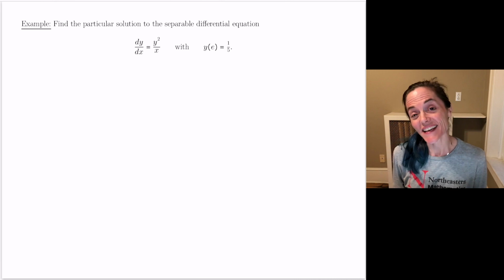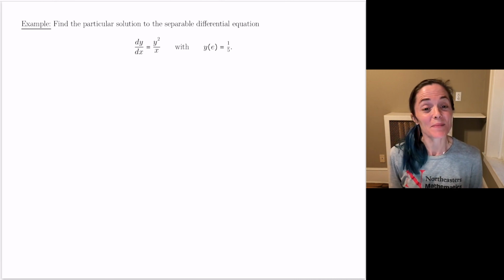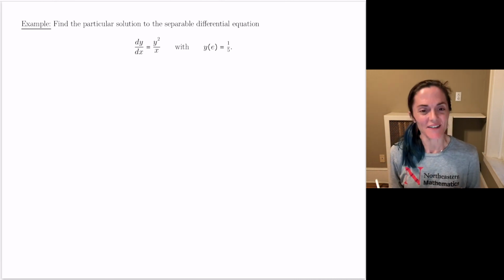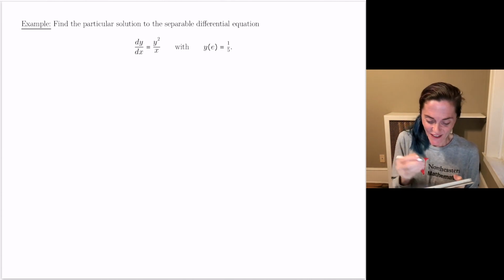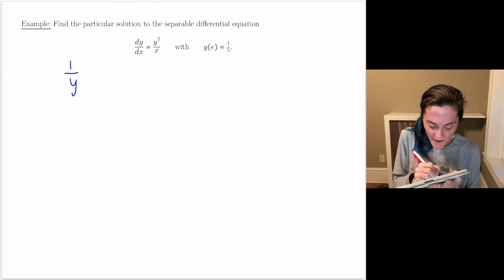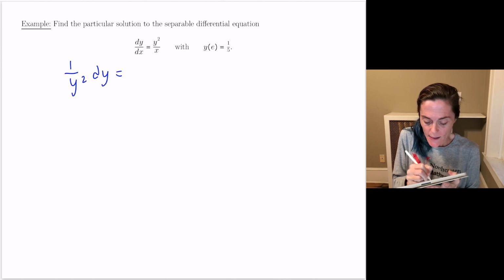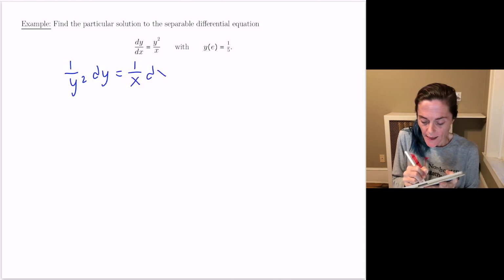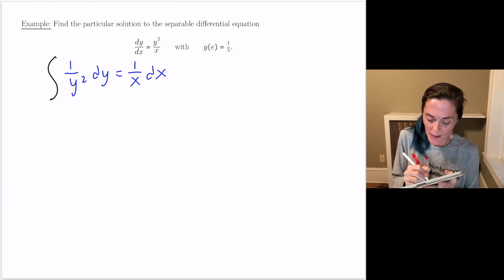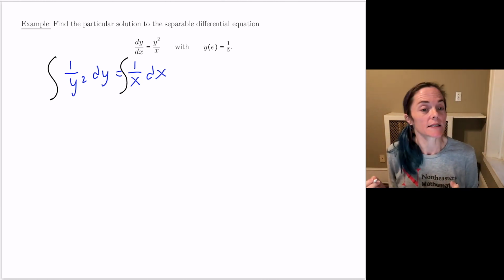Next one, very similar to the last. We want a particular solution of a separable differential equation. How wonderful. Okay, we have 1 over y squared dy is 1 over x dx. We integrate with respect to y, integrate with respect to x.